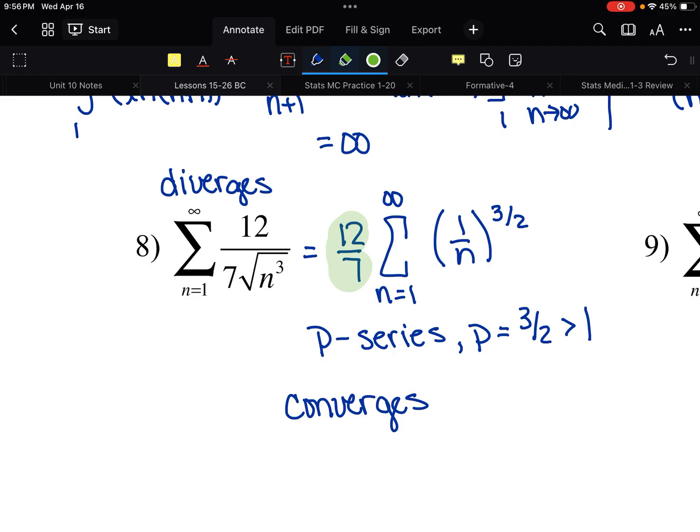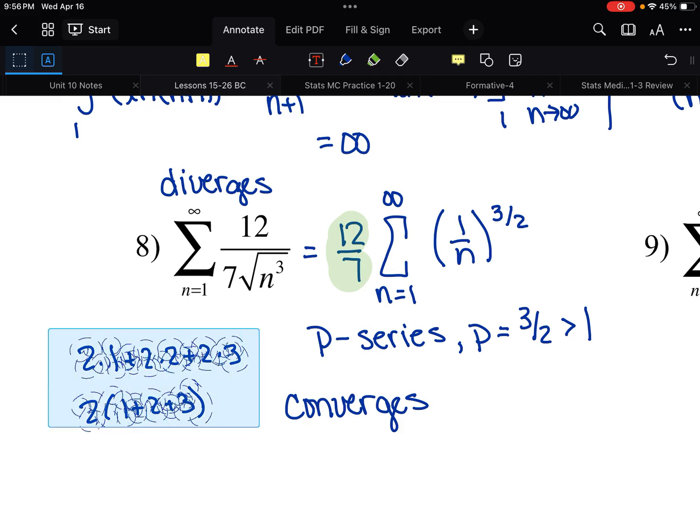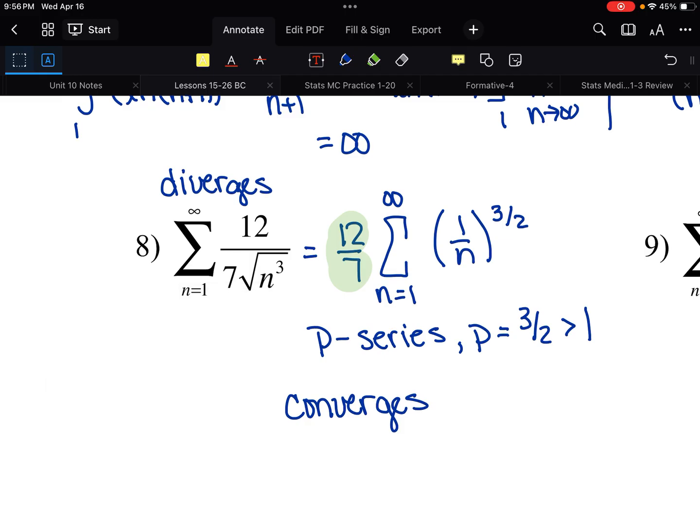So if I have like 2 times 1 plus 2 times 2 plus 2 times 3, couldn't I just add the 1, 2, and 3 together and then double the answer? That's what's happening here. I can add all those numbers together and then multiply them by 12 over 7 at the end of everything. So, sorry, my dog found her squeaky toy.